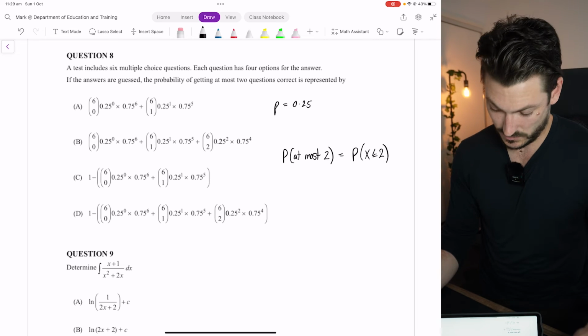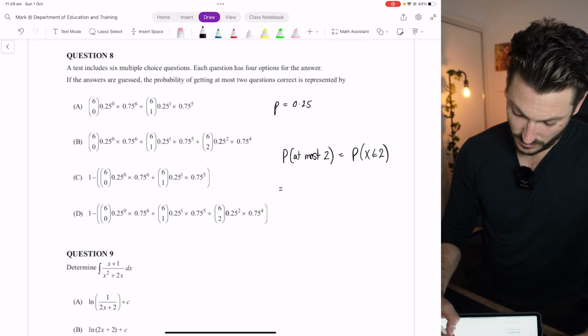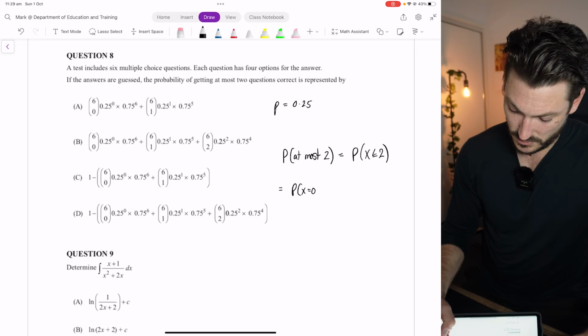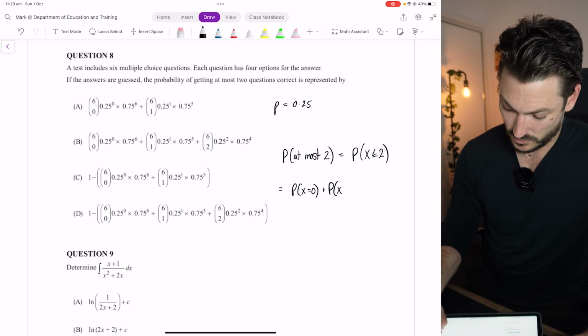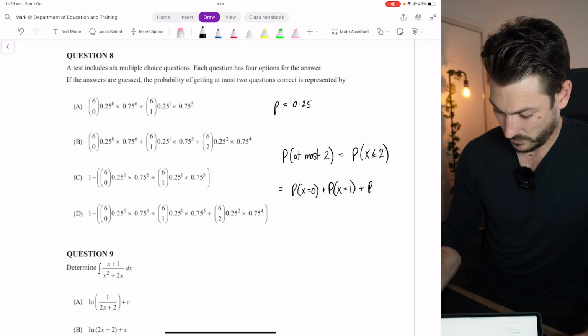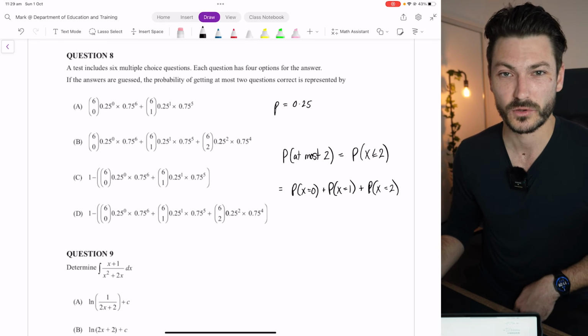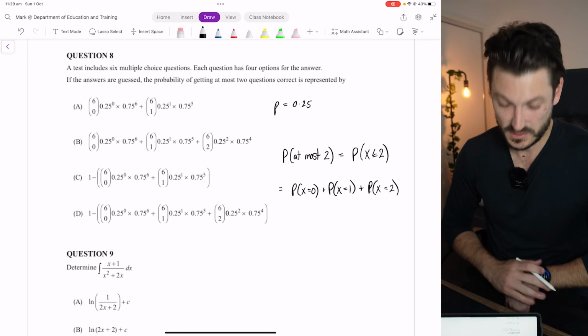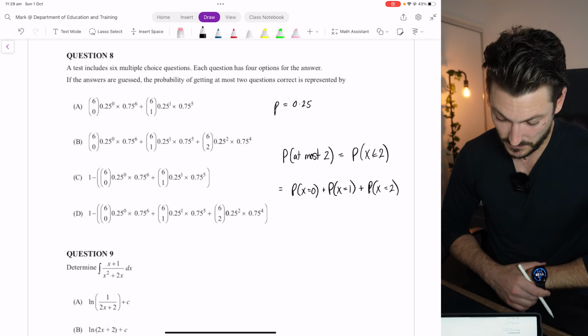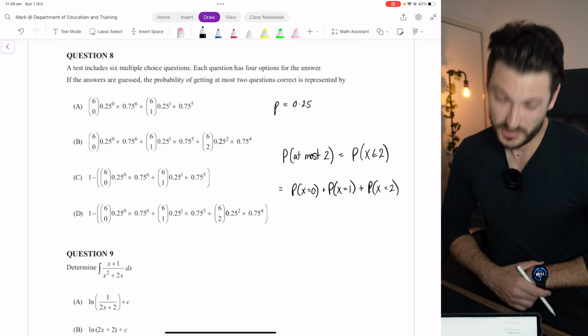That's at most 2, which is going to be equal to the probability of x equals 0 plus the probability of x equals 1 plus the probability of x equals 2. And now I'm just going to look at the answers and see which one of those match. So first things first, A only has 2 options, so that's not it. C has 2 options, but they're subtracted.